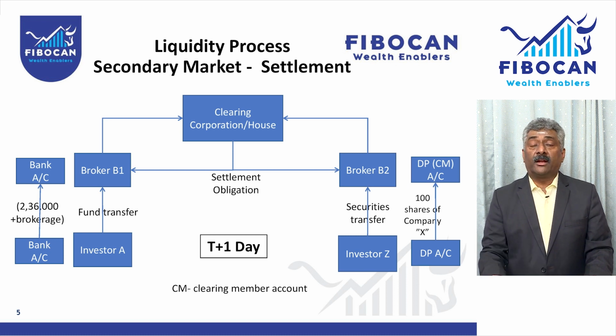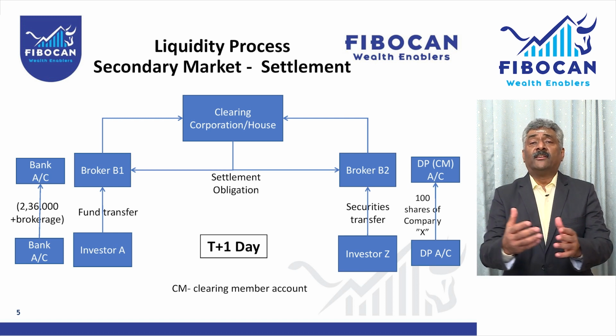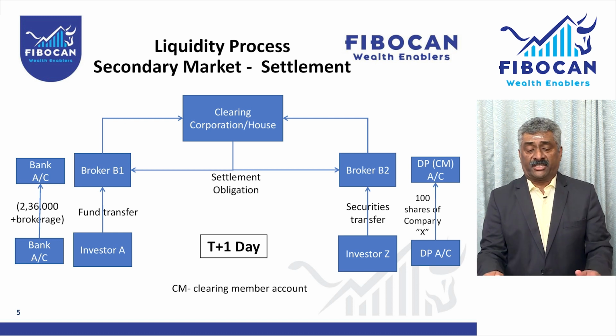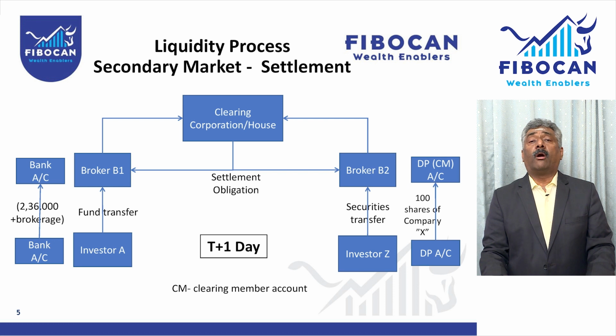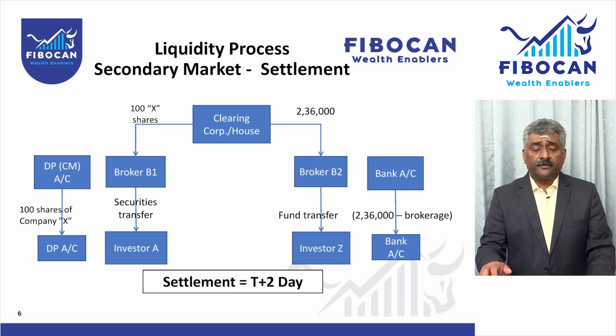Broker B1 will get an obligation to buy the 100 shares of X, and broker B2 will get an obligation to deliver the 100 shares of X. This is the function performed by the clearinghouse, also facilitating the movement of money and shares. This is called the settlement obligation of B1 broker and B2. Once this is done on T+1 day, on T+2 what happens?